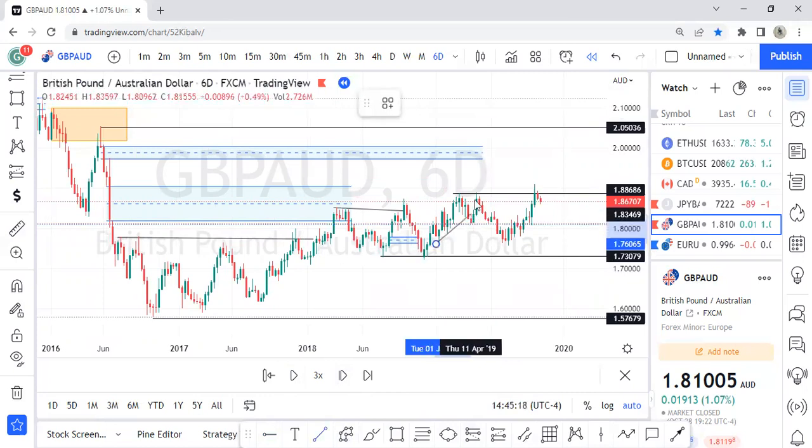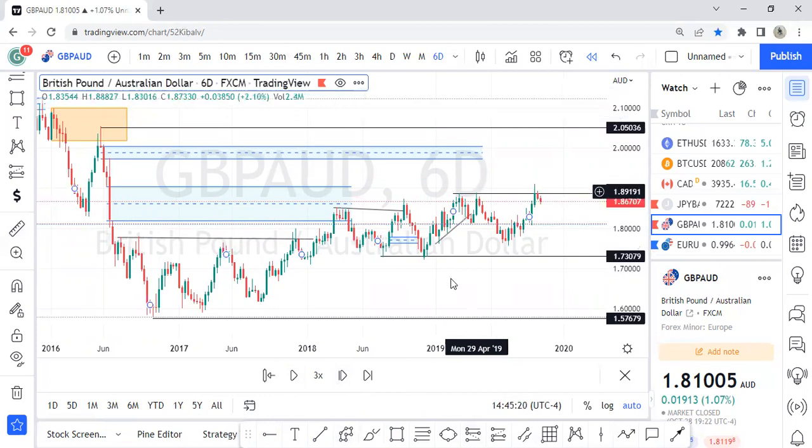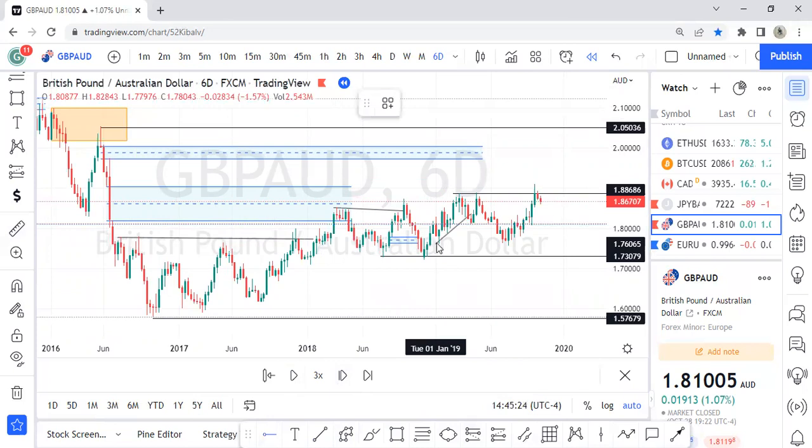What did the price do? It ran through the liquidity pool and took out all these lows. You can see that all these lows were captured. This low captured, this low captured, this one captured, this one captured. And then what would have happened next? This high. So you can see how this has panned out.